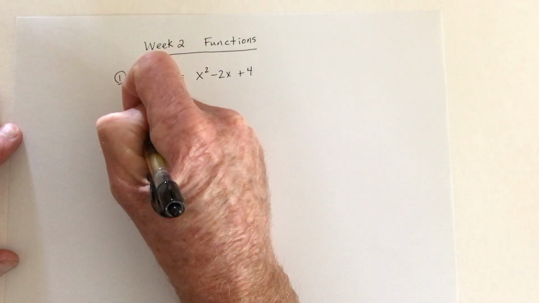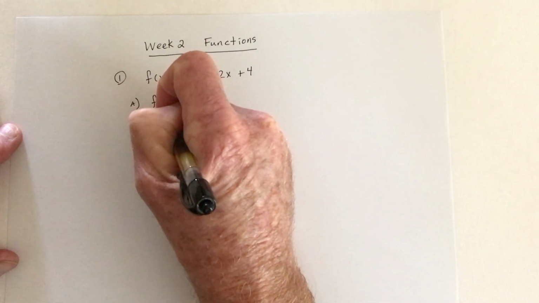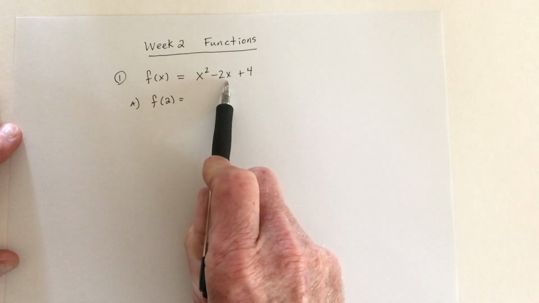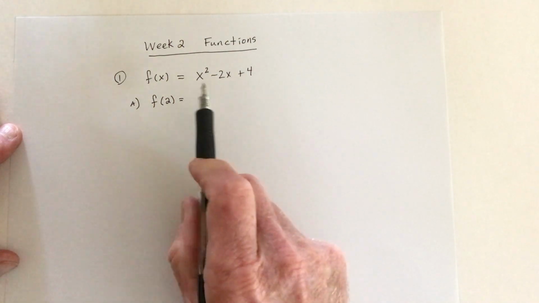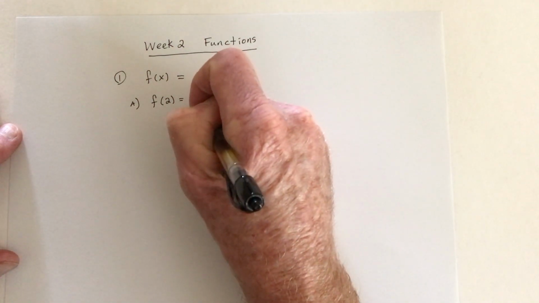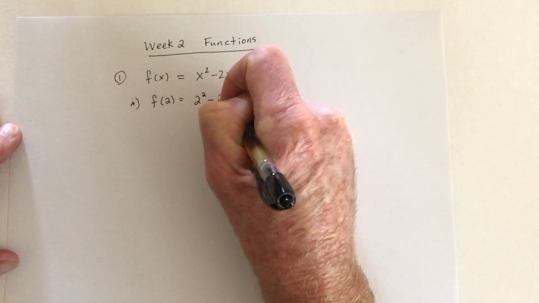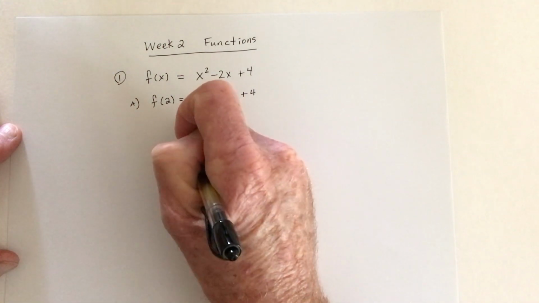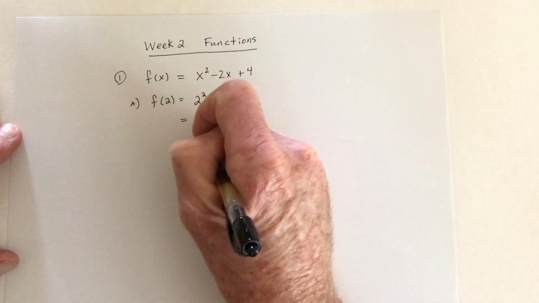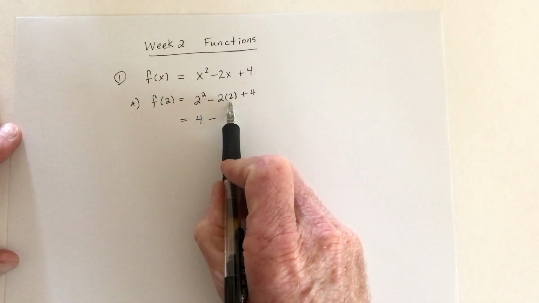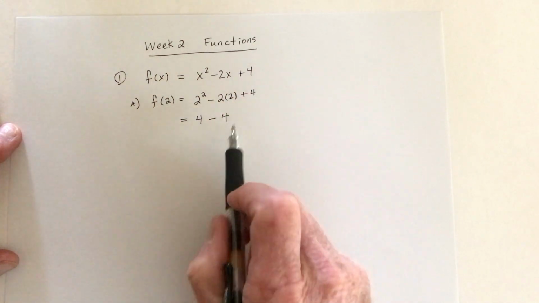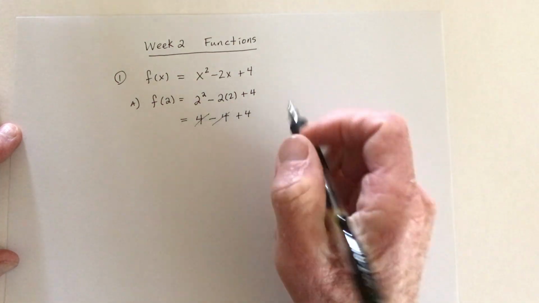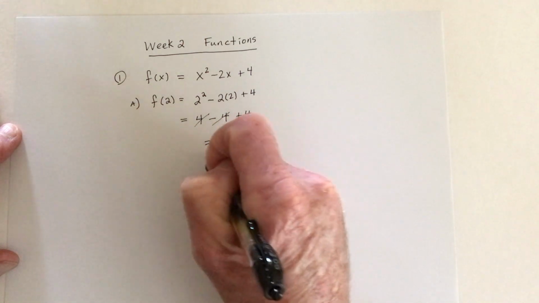And then if we do things like, what is f of 2? So that means every place there used to be an x, now substitute a 2. So this one is going to become 2 squared minus 2 times 2 plus 4. And what does that equal? Well, 2 squared is 4. 2 times 2 is 4. And plus a 4. So a positive 4 and a negative 4 will cancel, so that means that the answer is a 4.